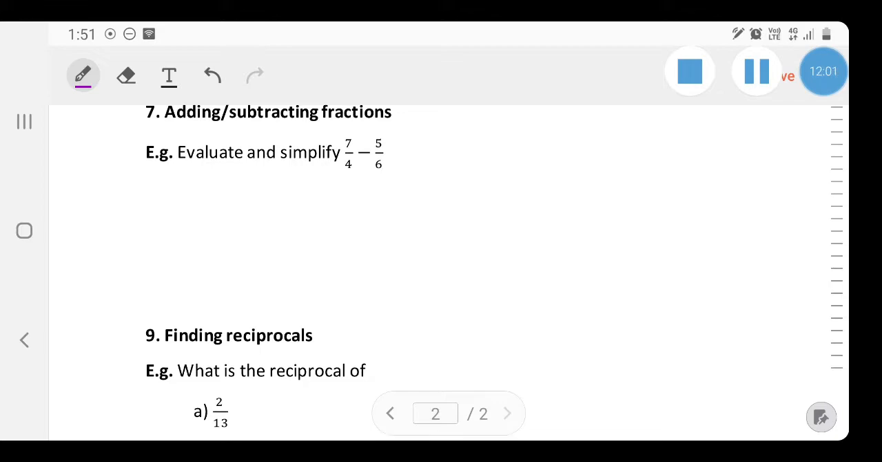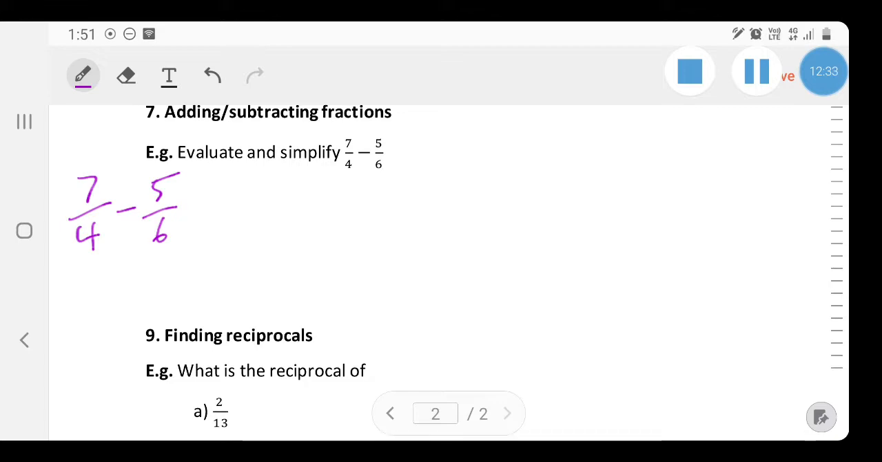So, let's think about this. We have 7 over 4 minus 5 over 6. Okay, now what is the lowest common multiple of 4 and 6? So if I wrote out a list of the first 10 multiples of 4 and the first several multiples of 6, what would be the lowest number that appeared on both of those lists?